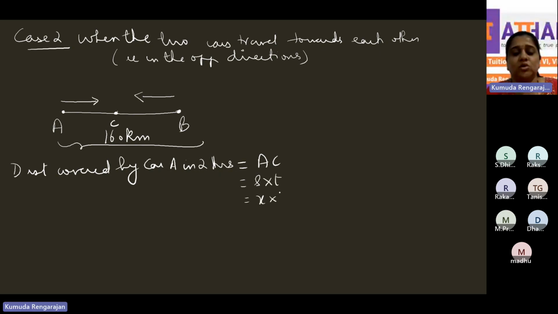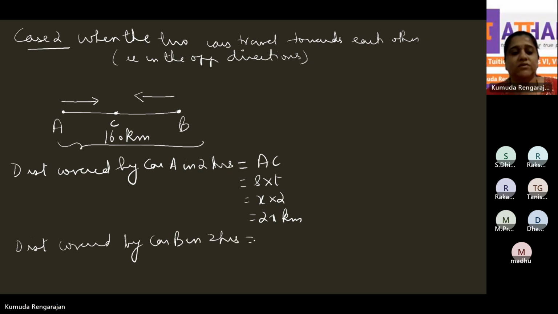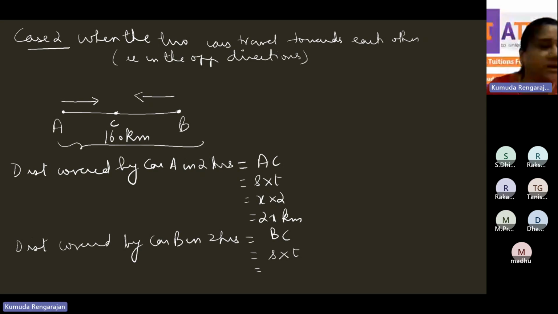Speed into time, x into 2, or 2x kilometers. Again, distance covered by car B in 2 hours is equal to BC. That is again speed into time. BC is a line segment and that represents distance. A line segment can represent only distance. It cannot represent speed or time. So BC is the distance covered by car B in 2 hours.